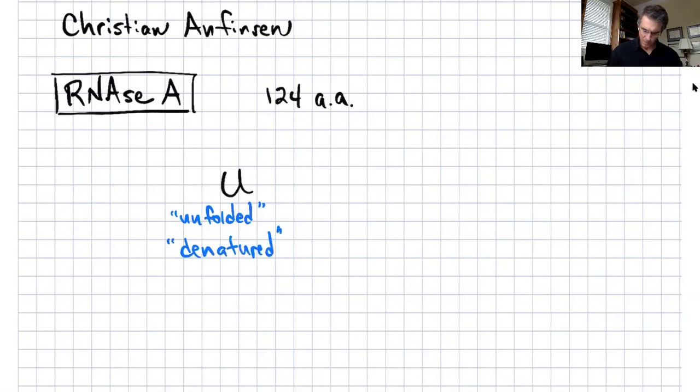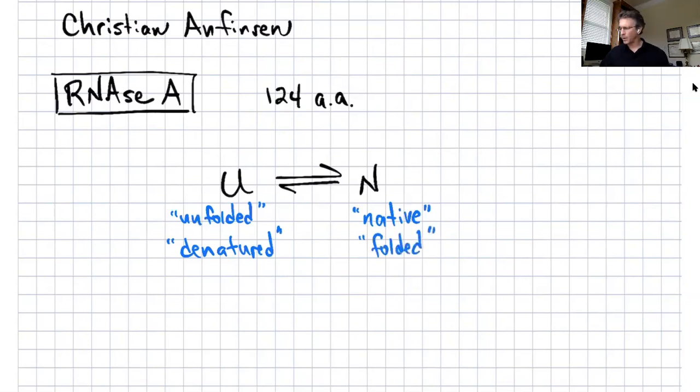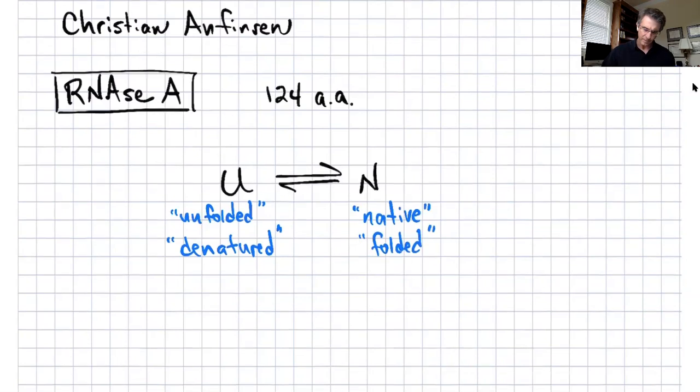And then let's presume, as it's true, that that unfolded state is in equilibrium with the folded state, which we're going to represent with an N. That also means the native state or the folded state, right?